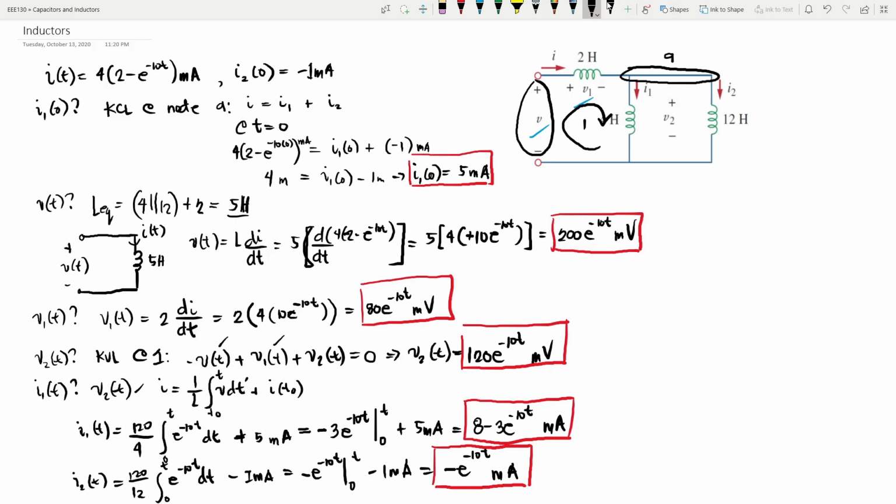So we can verify our expressions using the initial conditions. So take a look at I2 of t. We all know that I2 of 0 is negative 1 milliampere. So using this expression right here, at t equals 0, this value becomes negative e to the negative 10 times 0, so we have negative 1 milliampere.